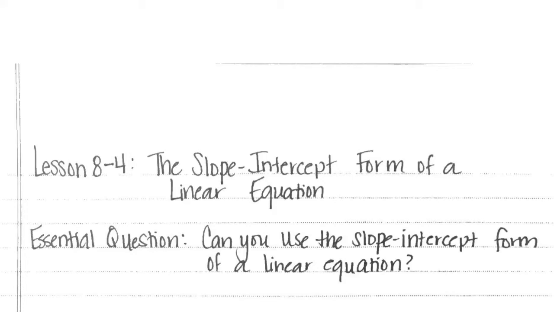All right, here we go. We're moving on to lesson 8.4. We are talking about the slope-intercept form of a linear equation. So now this is getting really wordy. You will need to know this as the slope-intercept form. And guess what? When I give you this, what you're going to see is a slope and an intercept. So the slope-intercept form will not be hard to remember. Our essential question is, can you use the slope-intercept form of a linear equation?